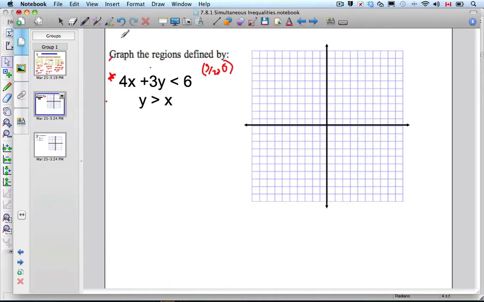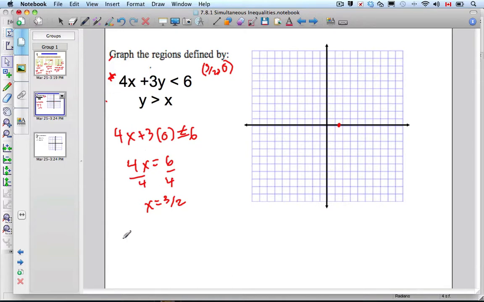Okay, so let's see, we have 4x plus 3 times 0, which is less than, but we can think of it as equal to. We'll do equal to, or pretend the line's actually there. So then I have 4x is equal to 6. Divide by 4, x equals 3 halves. And that's where this comes from. So if we put that on, we go over 3 halves and up 0.